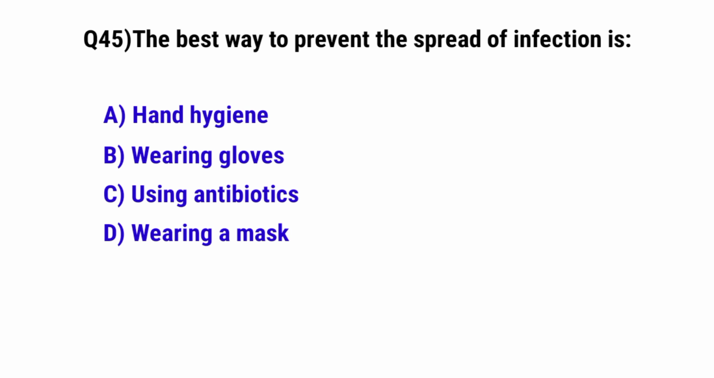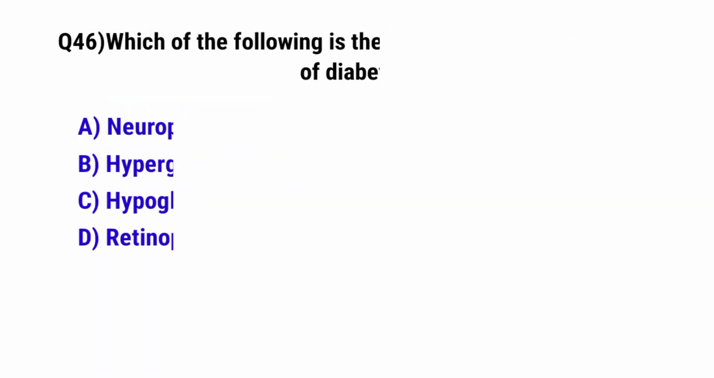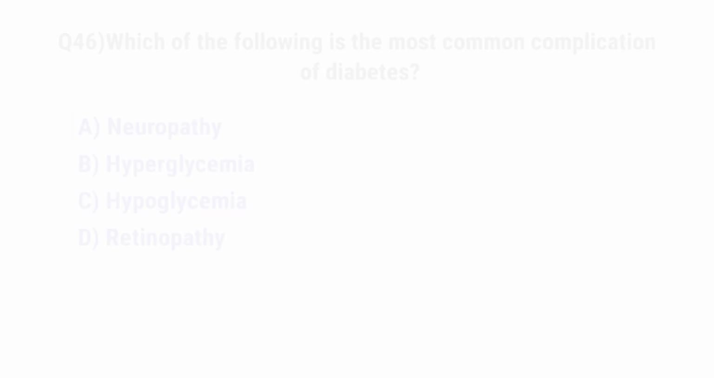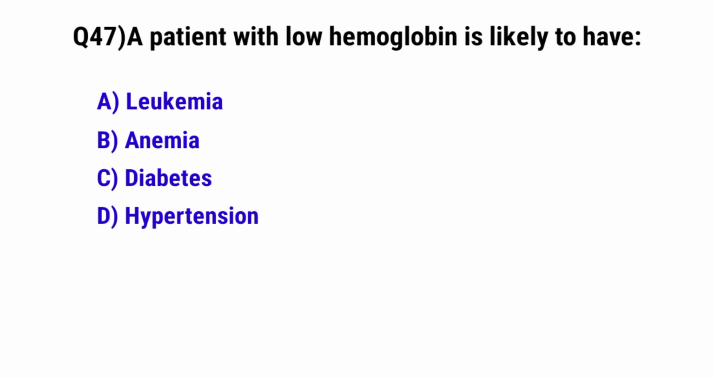Question number 45. The best way to prevent the spread of infection is. The correct option is A, hand hygiene. Question number 46. Which of the following is the most common complication of diabetes? The correct option is A, neuropathy. Question number 47. A patient with low hemoglobin is likely to have. The correct option is B, anemia.